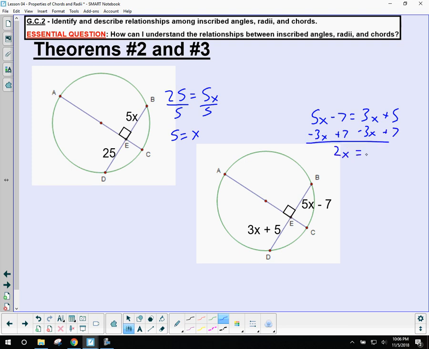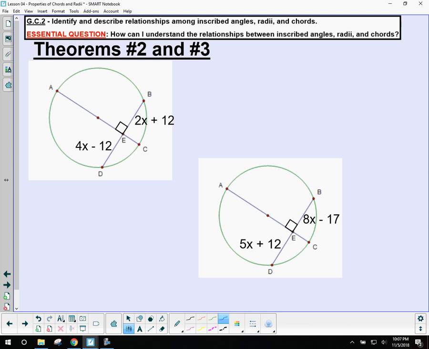Divide by 2, x equals 6. There we go. Pretty easy, I know. Go ahead and pause the video, try these out. Alright, we're back. Again, make them equal each other.